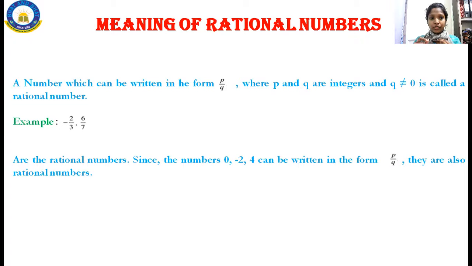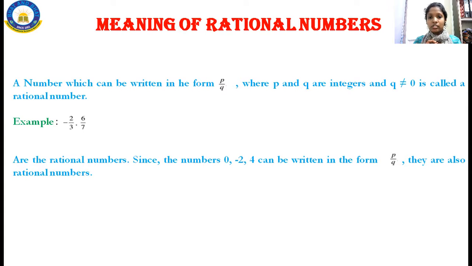Say for example, if I write 2 by 3, here 3 is not equal to 0, where 3 is a number which carries a higher value than 0. For example, you can see here minus 2 by 3, comma 6 by 7 are examples of rational numbers, where you write the numbers in the form of p by q. So here they have given the example minus 2 by 3, 6 by 7. We are going to call these rational numbers.